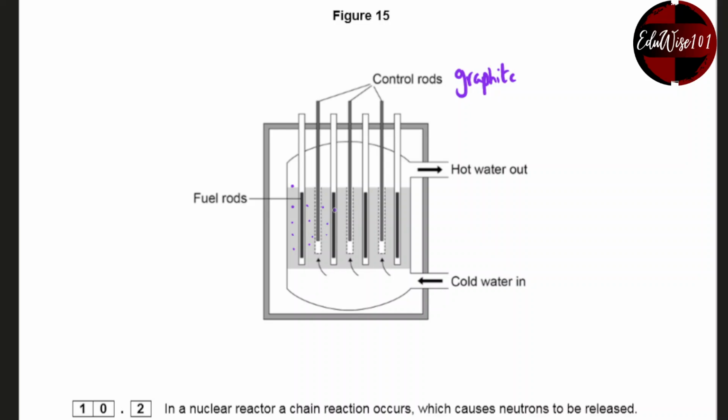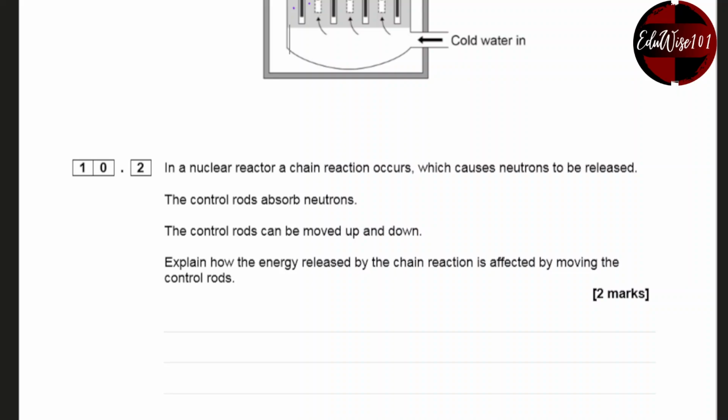So the question actually gives part of it. In a nuclear reactor, a chain reaction occurs which causes neutrons to be released. The control rods absorb the neutrons. The control rods can be moved up or down. Explain how the energy released by the chain reaction is affected by moving the control rods.